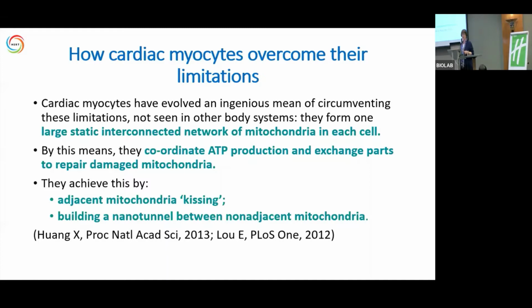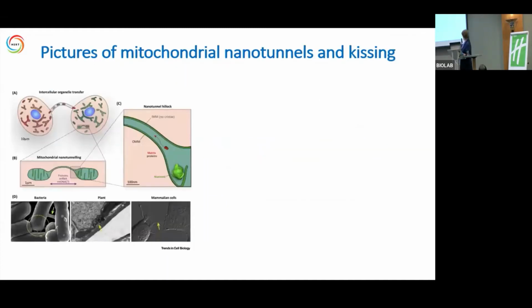So I tried to find you some pictures of this, and here's the nanotunnel. Isn't that clever? 2 non-adjacent mitochondria forming a nanotunnel to exchange parts to improve energy production. Amazing. Then I tried to find also a picture of mitochondria kissing, but I failed miserably, so I had to show you this instead.